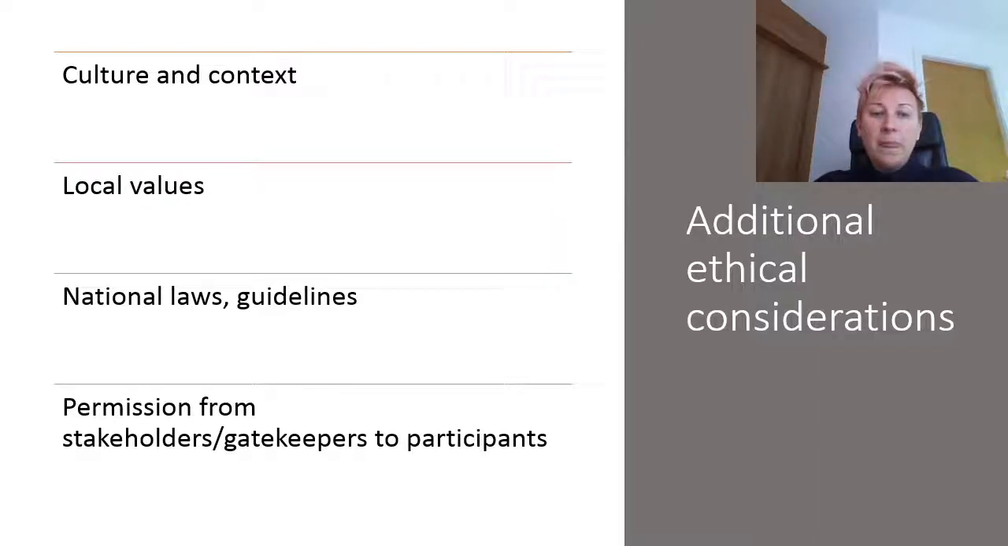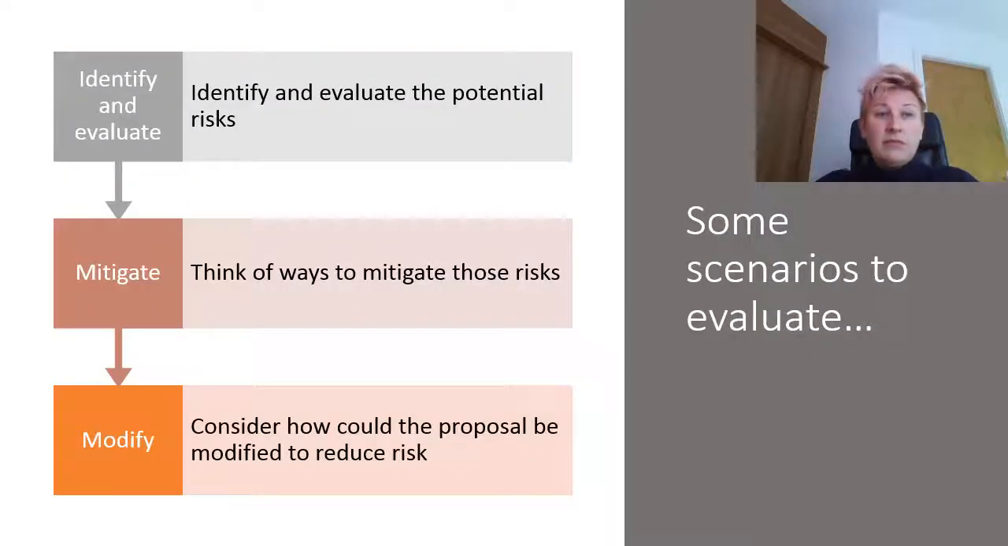It's also important as the researcher that you ensure that you have the appropriate permission from any stakeholders or gatekeepers to your participants. So if you're identifying participants through an organisation, through a school, through a hospital, through an NGO, then you must make sure that you have permission from the gatekeepers to that organisation before you can approach those participants. And the letter of permission will be required as part of your ethics application ultimately.